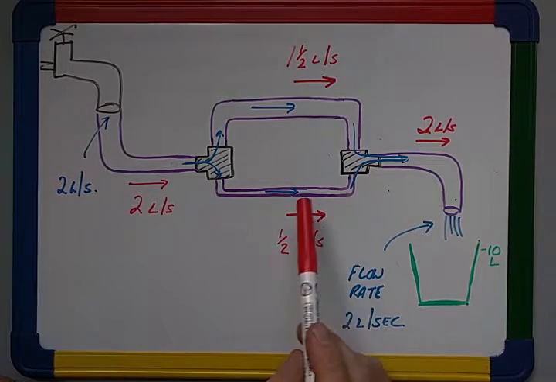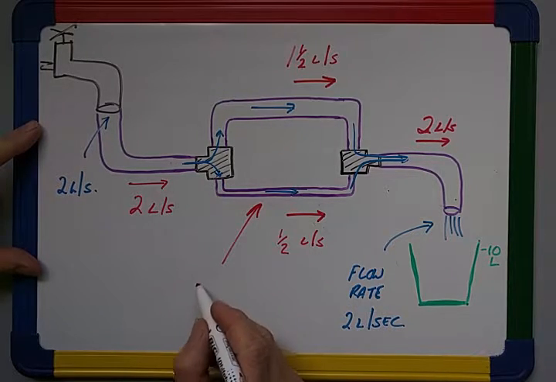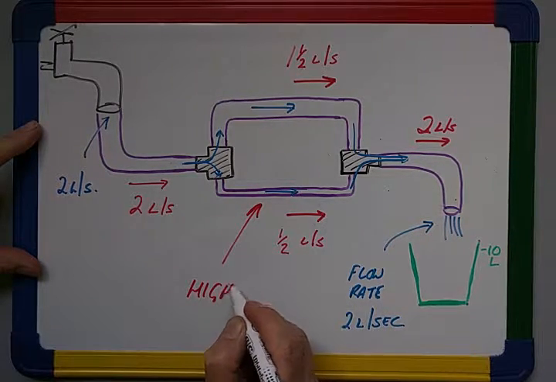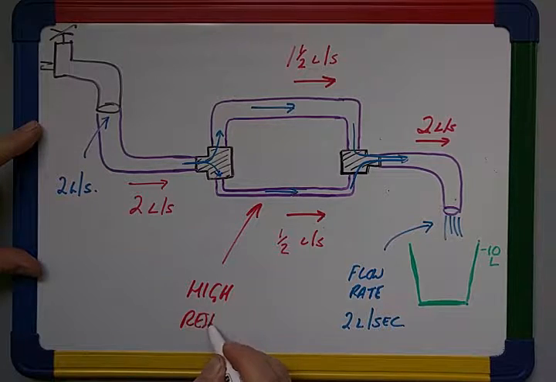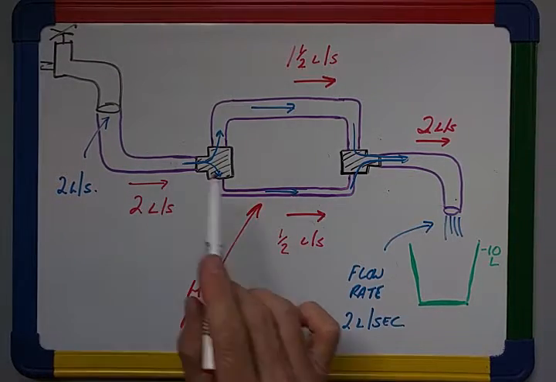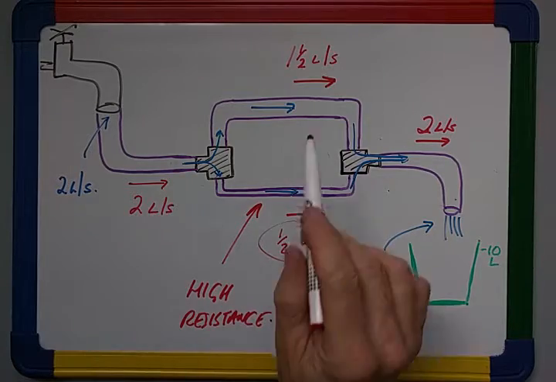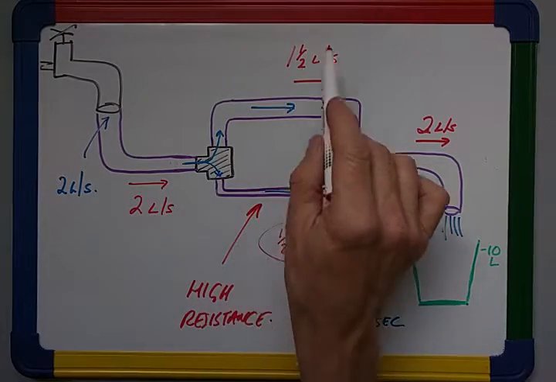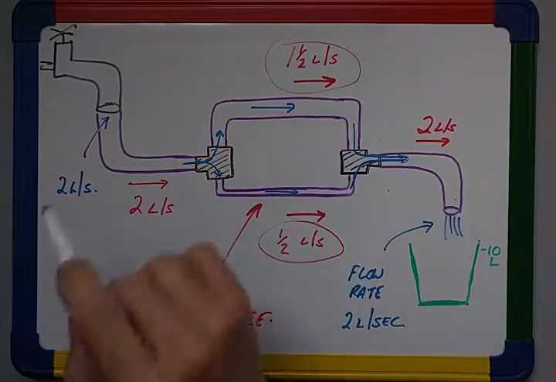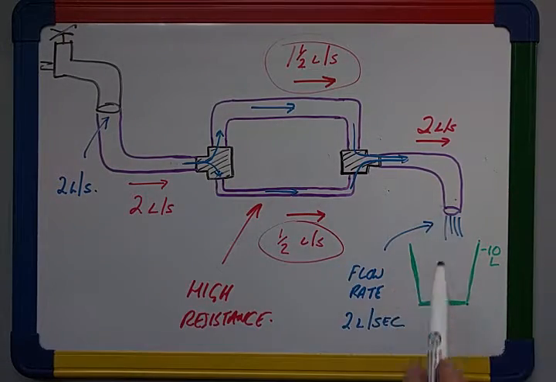And the reason for that is because this pipe being narrow, it has a high resistance. A high resistance to flow. So where we have the high resistance to flow, we've got the reduced flow rate, and where we've got a nice easy path, we've got the much larger flow rate, and those two must add up. What flows in must flow out.